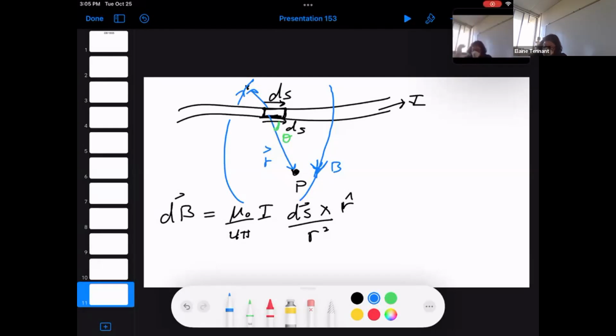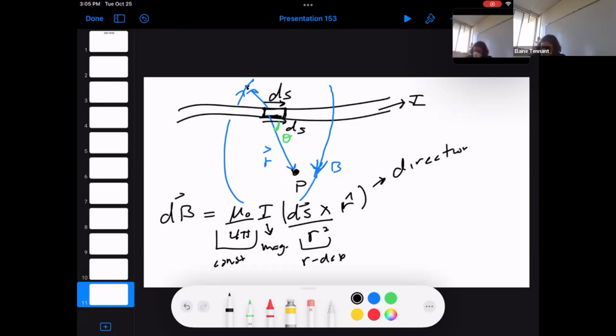Okay, so basically we have constants. We have the r dependence there, and we have this magnitude factor where if it gets larger, you expect more field. And then this thing is really just about direction.